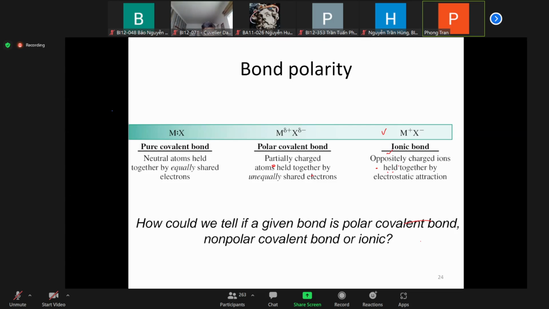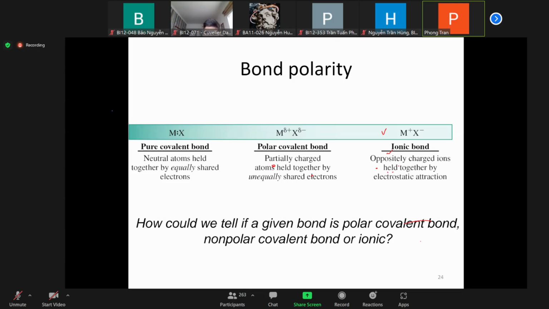You will have the case of a polar covalent bond when the charge is held together unequally. That means one atom, like X here, will have more chance to have electrons. That means it will have a higher electron density localized near the nucleus of X than near the nucleus of M. And if you have an ionic bond, that means you have oppositely charged ions held together by electrostatic attraction. So you can say 100% of the time you will find the electron at X, the anion.